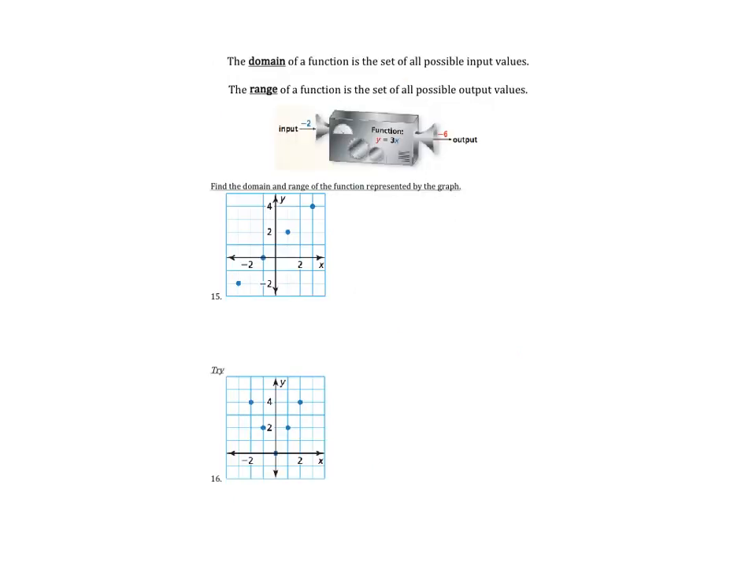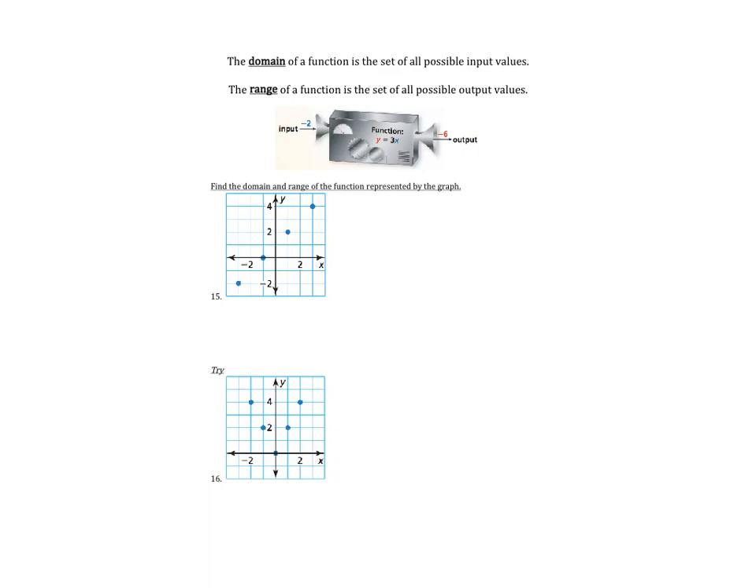So we have some fancy names for inputs and outputs, or for when you group all the inputs and outputs together. We call the set of all the inputs, or x values, the domain, and the set of all the outputs, or y values, the range. Okay, so all the inputs or x values are domain, all of the outputs or y values is range.